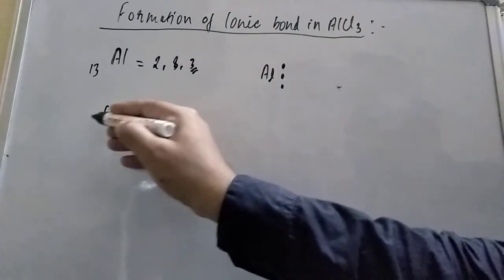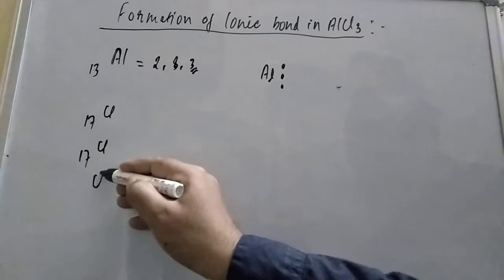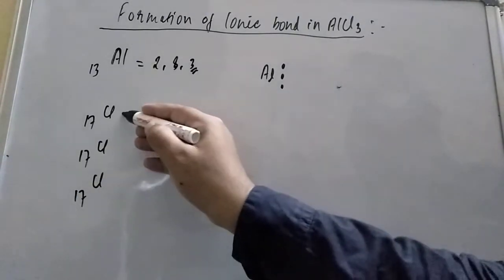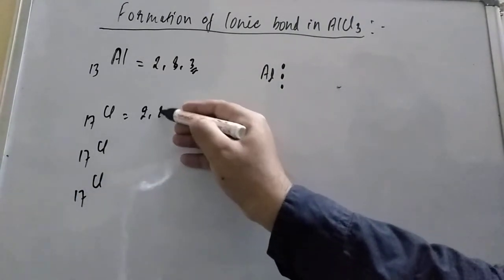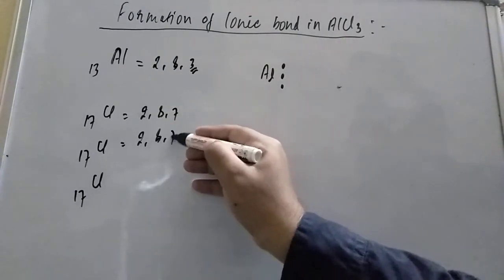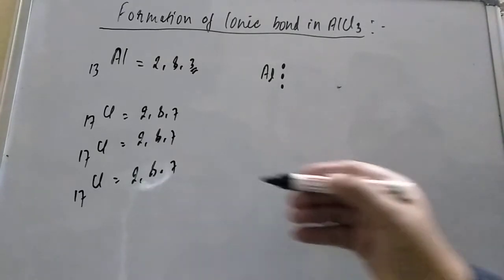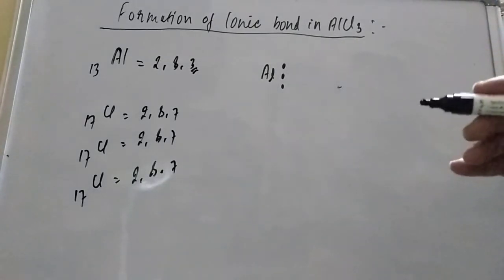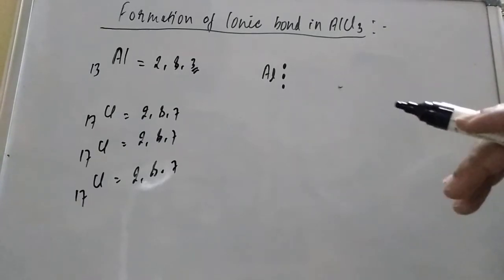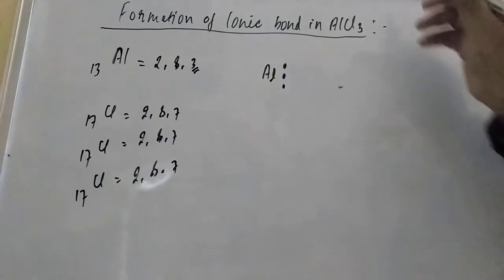Now we see how many chlorine atoms are there. 3 chlorine atoms are there: chlorine 1, chlorine 2, chlorine 3. The configuration is 2, 8, 7. This chlorine is also 2, 8, 7, and this chlorine is also 2, 8, 7. Now each chlorine atom, if you check, has how many valence electrons? 7 electrons.